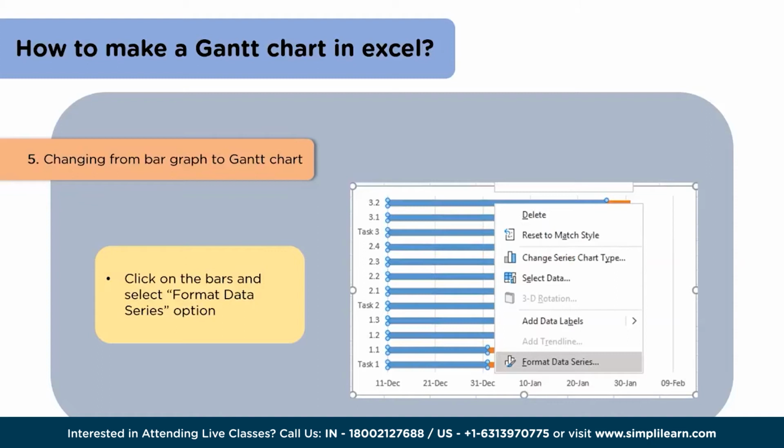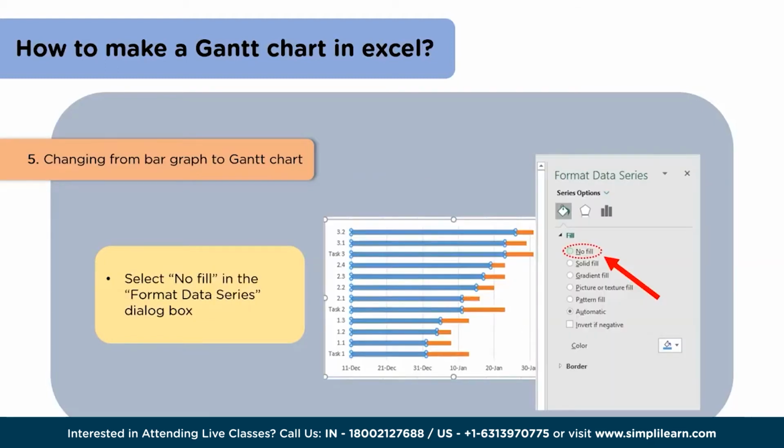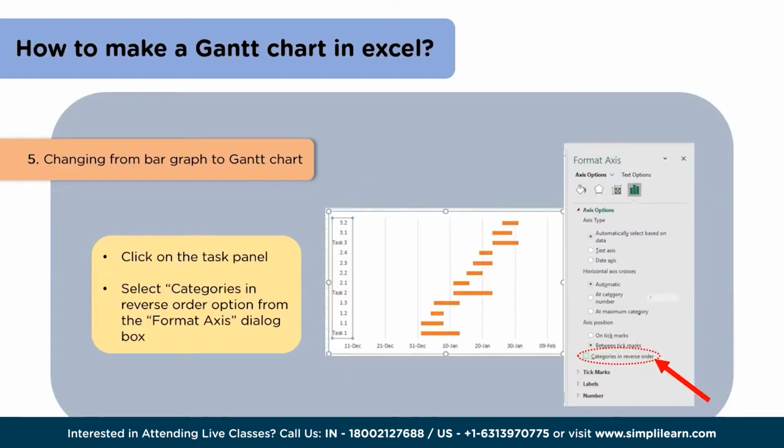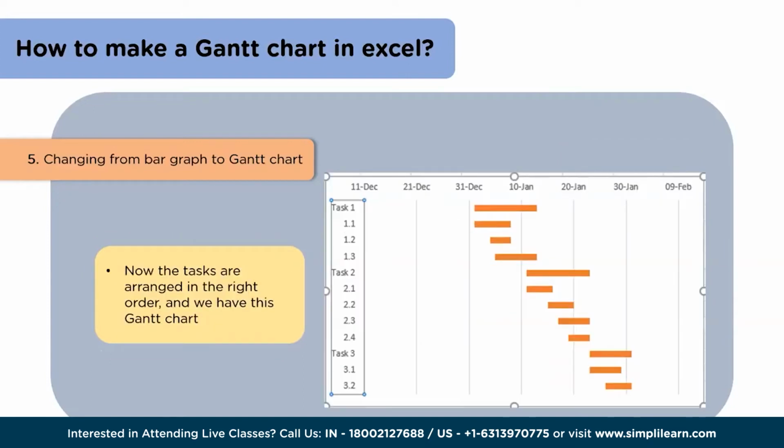The fifth and the remarkable step will help us convert this bar graph into a Gantt chart. We will now click on the bars and select the Format Data Series option from the menu that appears. Then in the Format Data Series dialog box, we will select the No Fill option. We can find our Gantt chart on the screen now in accordance with the data that we had entered. Now we can see the tasks on the left side are in the reverse order. So what we will do next is, we will click on the task panel, then go to the Format Axis dialog box and select the categories in reverse order option. Now we can find the tasks in the right order.